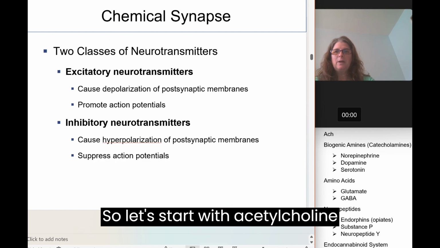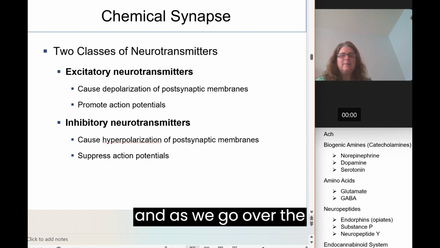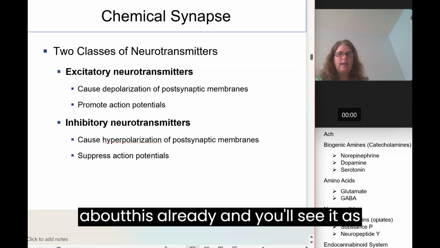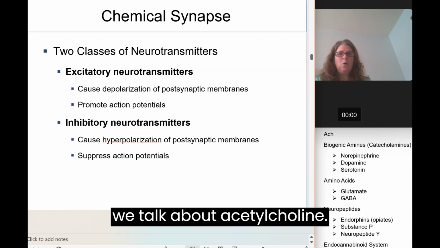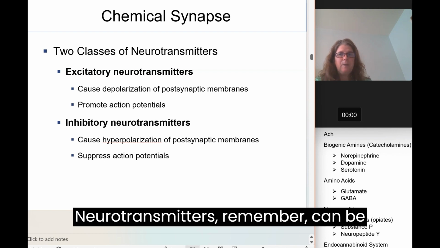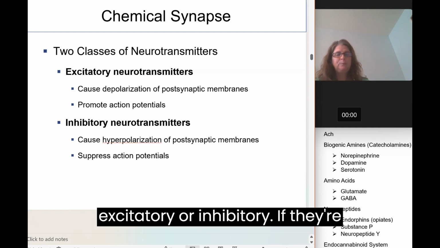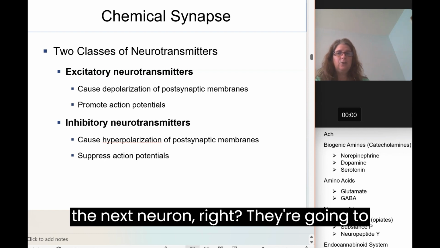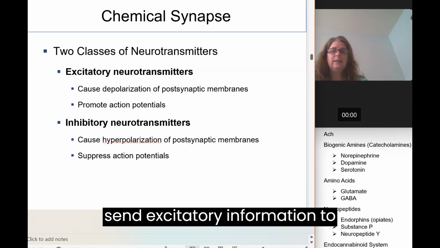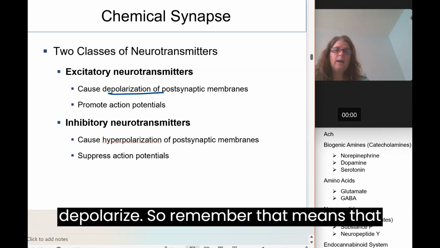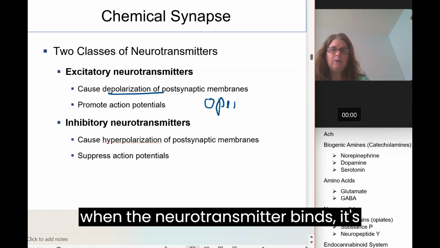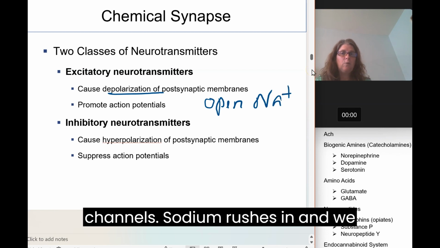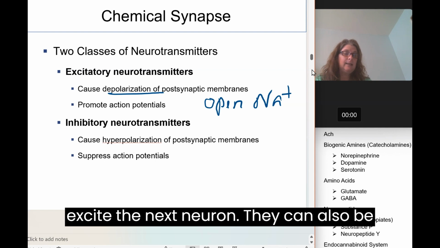So let's start with acetylcholine, and as we go over the neurotransmitters, we actually talked about this already, and you'll see it as we talk about acetylcholine. Neurotransmitters, remember, can be excitatory or inhibitory. If they're excitatory, they're going to depolarize the next neuron, right? They're going to send in excitatory information to depolarize. So remember, that means that when the neurotransmitter binds, it's going to go ahead and open those sodium channels. Sodium rushes in, and we excite the next neuron.